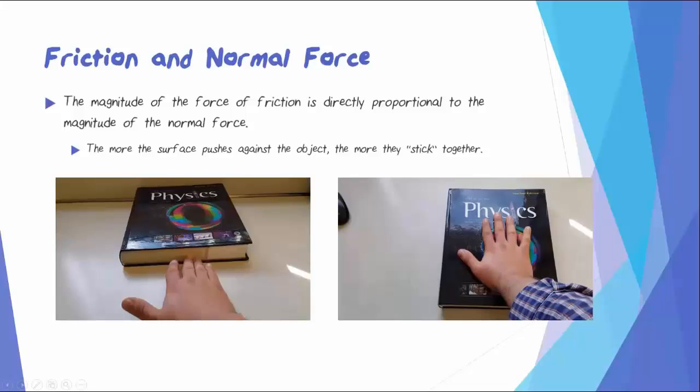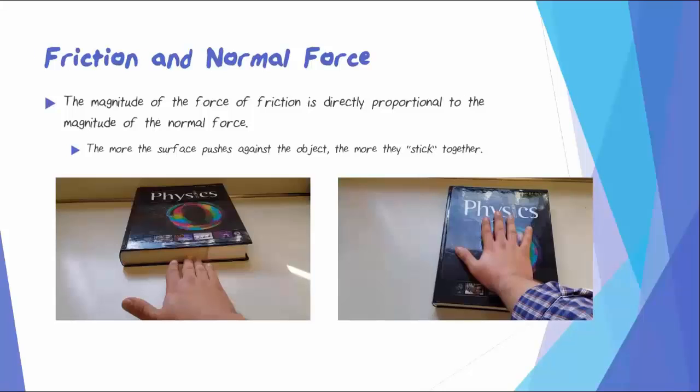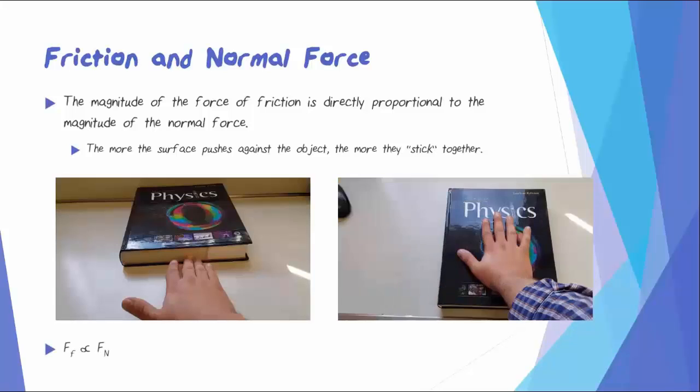In the video on the right, I am pushing down on the book in addition to pushing it forward. This greatly increases the normal force, and therefore also greatly increases the friction, making it much harder to slide. We can write that Ff is proportional to Fn.